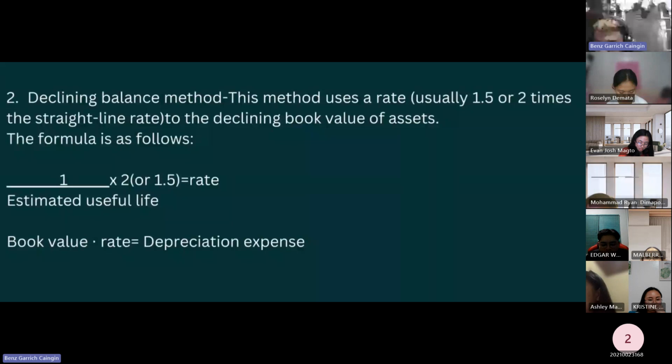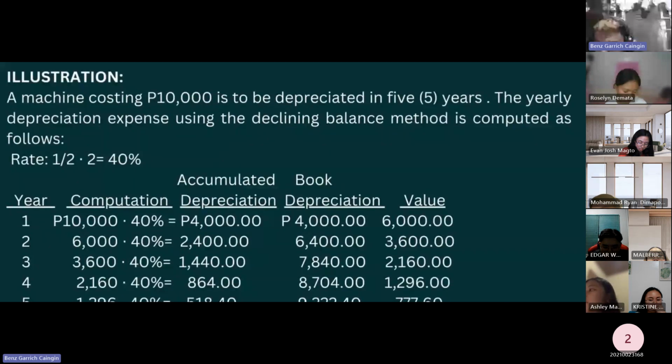So in here, the formula is as follows. 1 over its estimated useful life times 2 or 1.5, which is the rate, equals its rate. So the book value times rate will result in the depreciation expense. So we have here an illustration. A machine costing 10,000 pesos is to be depreciated in 5 years. The yearly depreciation expense using the declining balance method is computed as follows.